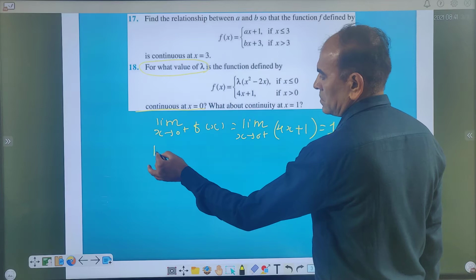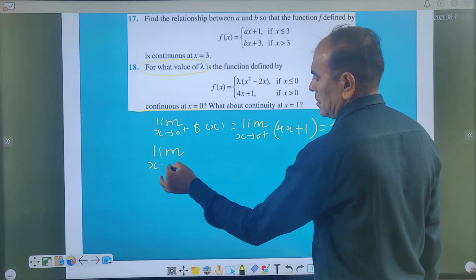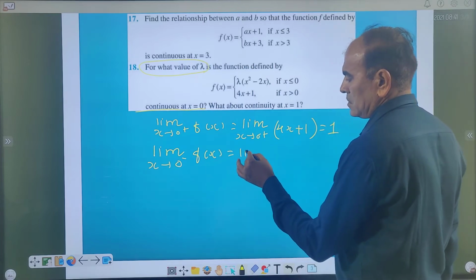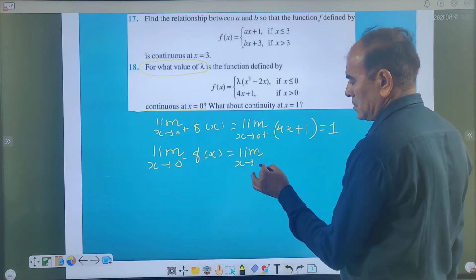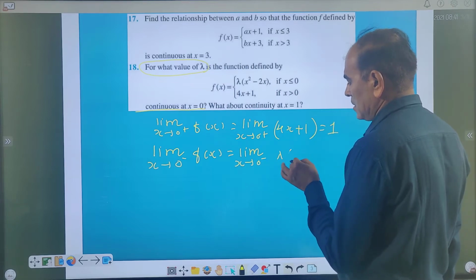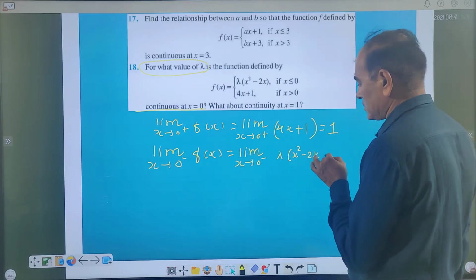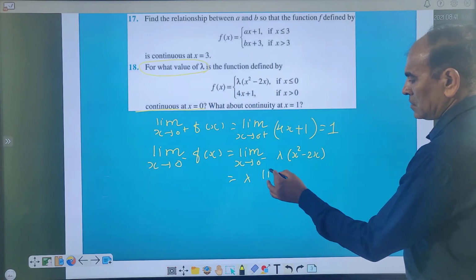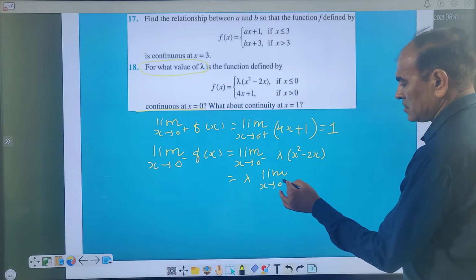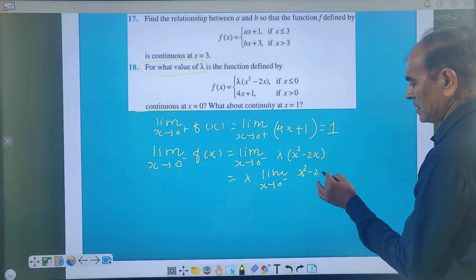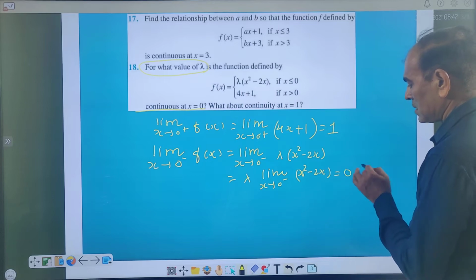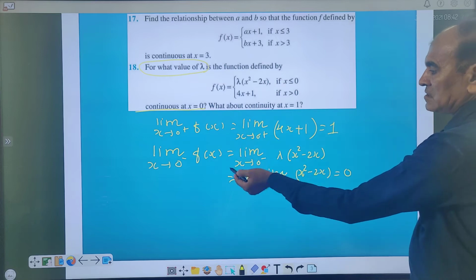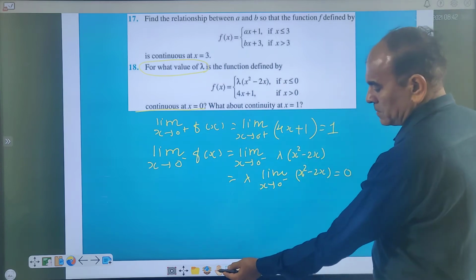Next, left hand limit. Limit x tends to 0 minus f of x is equal to limit x tends to 0 minus lambda of x square minus 2x. Lambda is constant, so lambda into limit x tends to 0 minus of x square minus 2x, and that comes out 0. Lambda into 0, 0. See, right hand limit exists, left hand limit exists, but they are not equal.